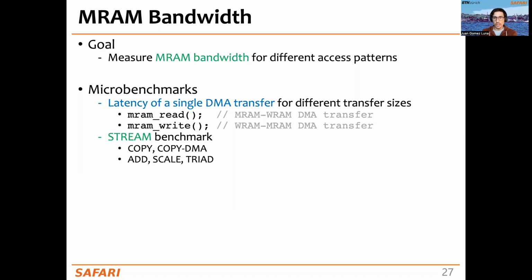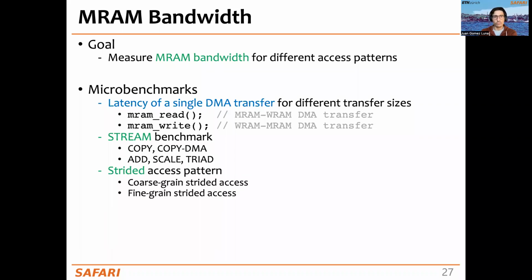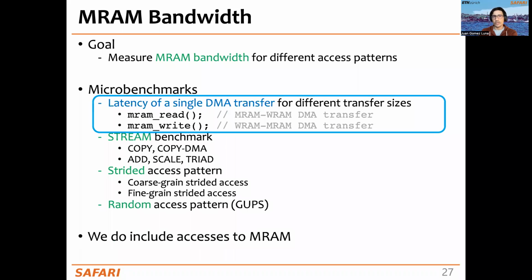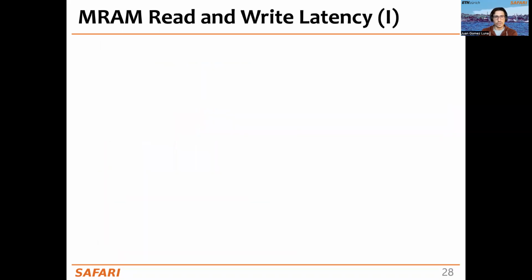We also did analysis of the bandwidth using the stream benchmark. We are going to talk in a minute about the stream benchmark and its 4 different versions. And we also studied strided access patterns and random access patterns. So let's start with the latency of a single DMA transfer.